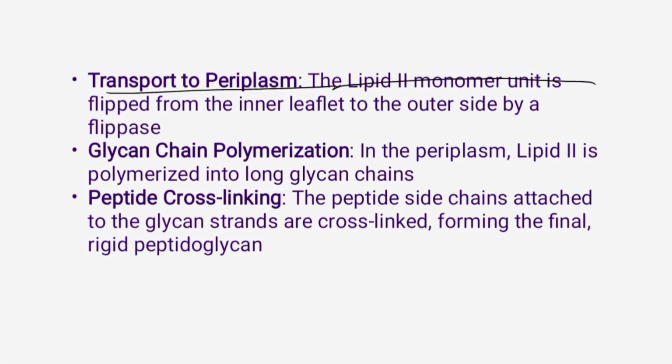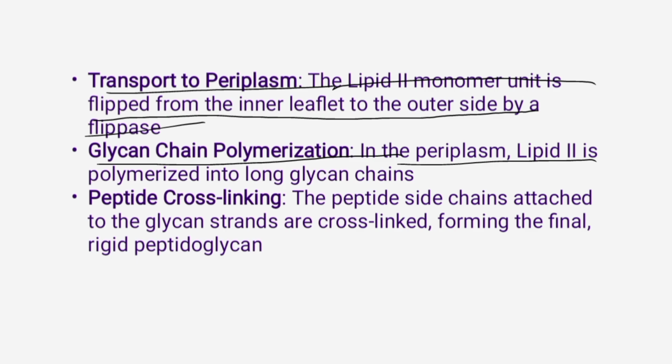The lipid 2 monomer unit is flipped from the inner leaflet to the outer side of the cytoplasmic membrane by a flippase. Second is glycan chain polymerization. In the periplasm, lipid 2 is polymerized into long glycan chains and the lipid carrier is recycled.